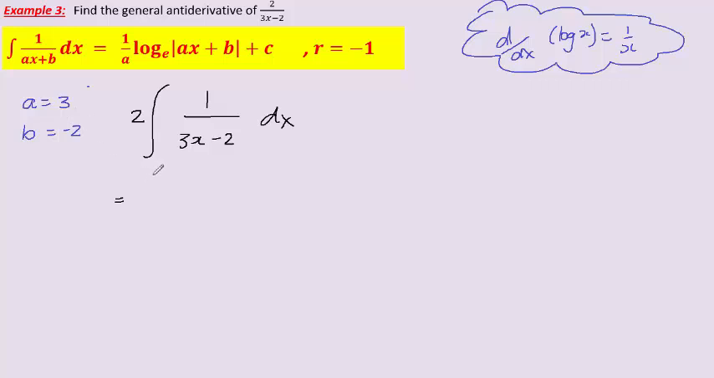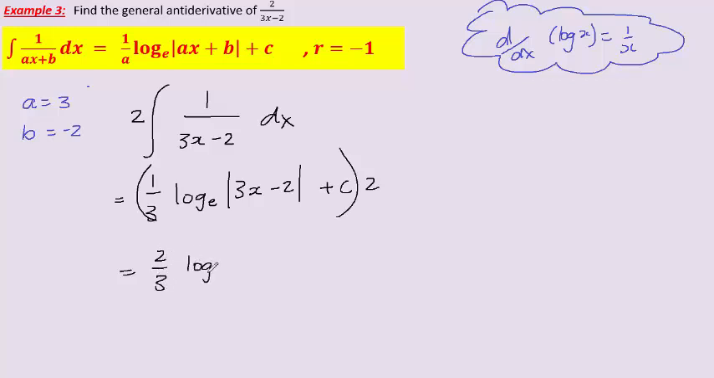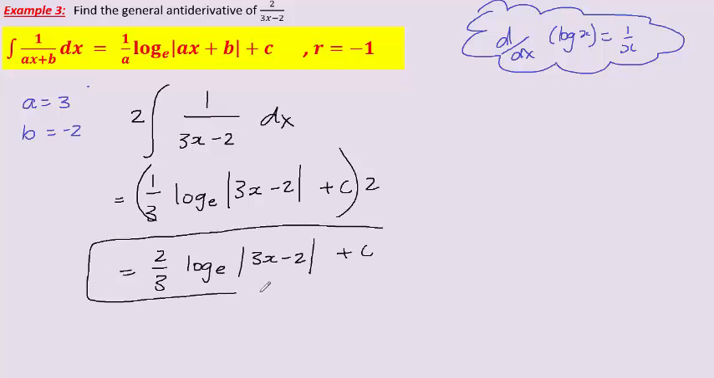So then it's 1 over a, so 1 over 3 times log e of (ax + b), 3x minus 2, plus c. And all of that is doubled. So therefore we get 2/3 log e of (3x - 2) plus our constant, whatever our constant is. And that's our answer. Don't worry too much about the idea that this c isn't a 2c. It's just whatever constant it is. So any number will do.